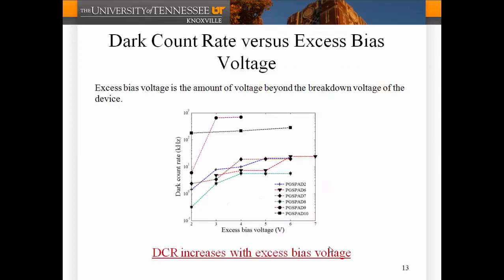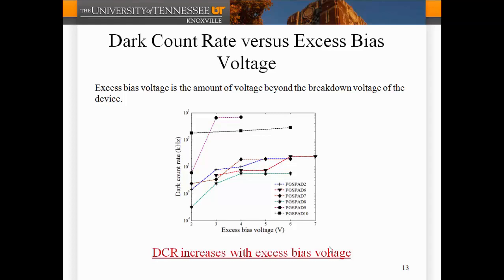And then we looked at dark count rate for various devices under excess bias. Excess bias is the voltage we apply across this PN junction which is higher than the breakdown voltage of the device. So excess voltage of 2 means 2 volts. As you can see, the dark count rate initially increases for all the devices. Around 3 volts, the dark count rate of most devices stabilizes. This is mostly because after 3 volts, the tunneling phenomenon actually dominates, and the dark count rate steadies.